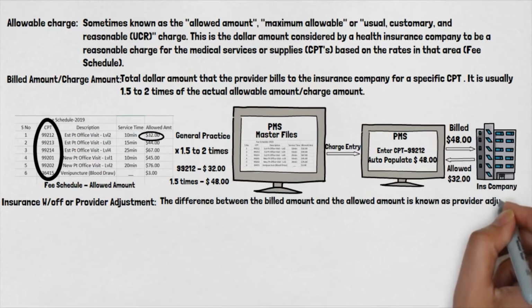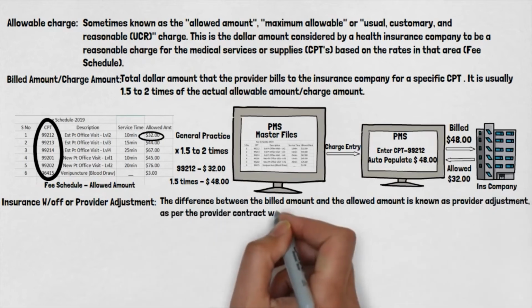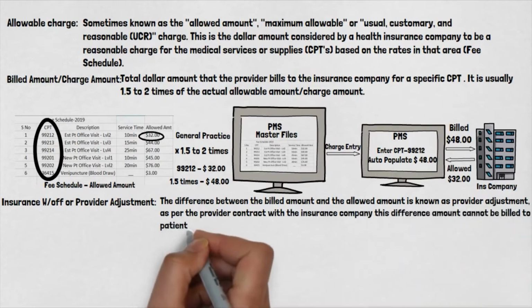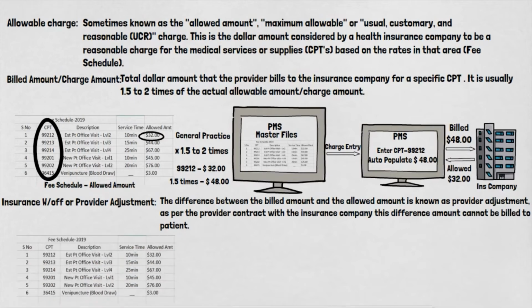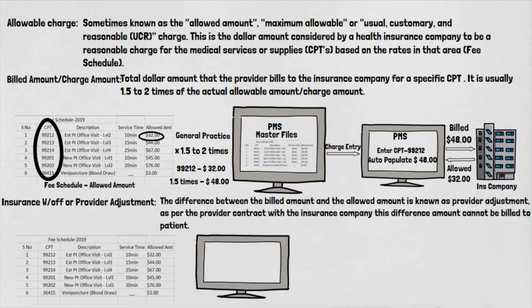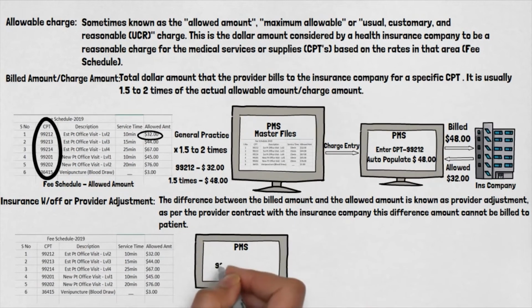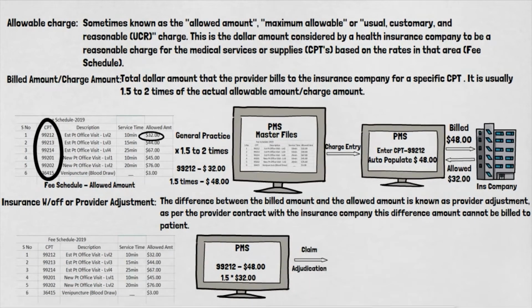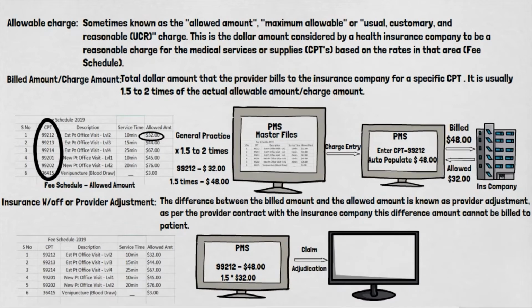Now the next one is insurance write-off or provider adjustment. The difference between the billed amount and the allowed amount is known as provider adjustment. And as per the provider contract with the insurance company, this difference amount cannot be billed to the patient. Now, since this amount is adjusted by the provider, it is known as provider adjustment. As you can see from the above example, we have billed the insurance company $48 towards CPT 99212, which is 1.5 times the actual allowed amount.